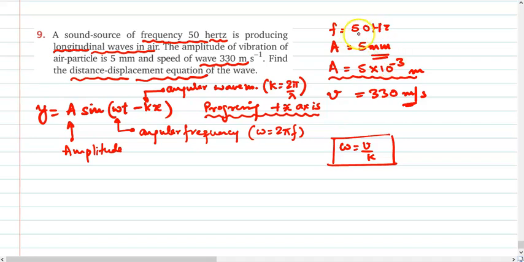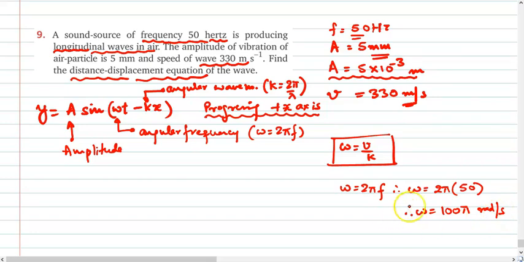Let's see what is given. Since frequency is given as 50 hertz, and in the equation I will be requiring omega and not f, omega is equal to 2 pi f, f being equal to 50, therefore omega comes out to be 100 pi radians per second. So now I've got the value of omega over here.